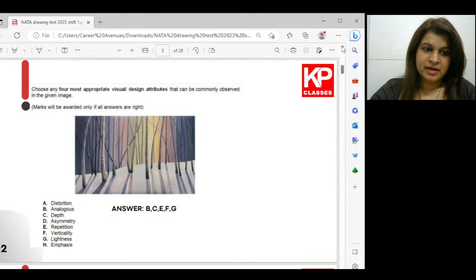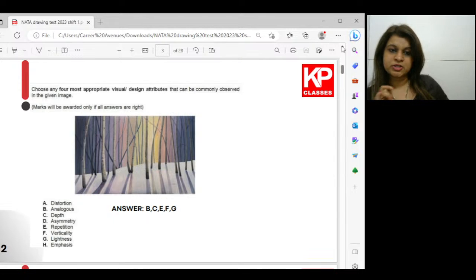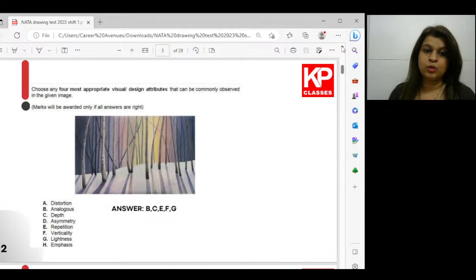Then there is depth. As we can see, there is a feeling of perspective or depth. It's not a 2D image. You can see that there is a ground, there is a perspective, and something is happening in the background. Then there is repetition, like the vertical lines. There is verticality also because mostly the elements are vertical in nature, and they are repeated, though not after a specific interval. The interval is very random, but still there is repetition, and we can see it's a very dominating factor over here.